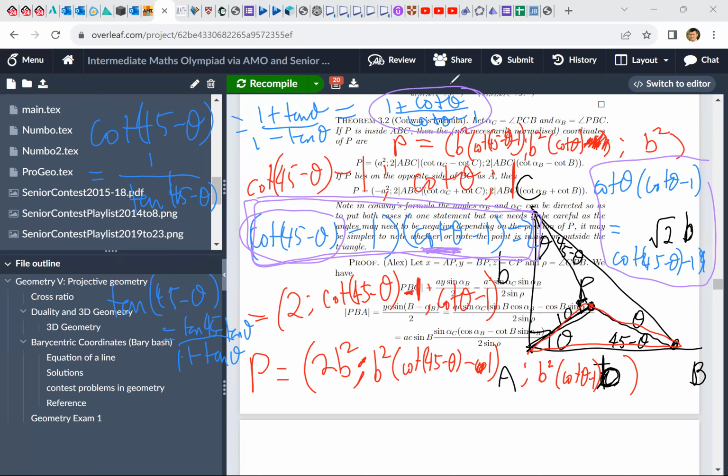Because I got (1 plus cot theta) times cot theta on cot theta minus 1, minus cot theta plus 1, equals 2. So that's just the equivalent of (1 plus cot theta) times cot theta on cot theta minus 1, minus cot theta, equals 1.